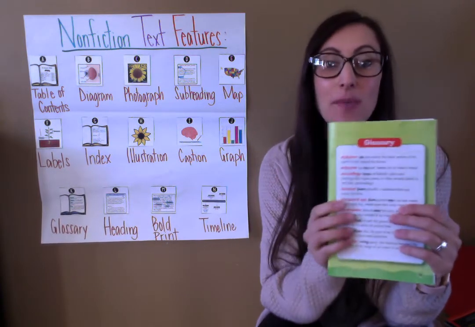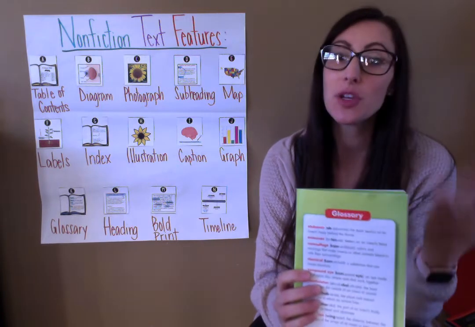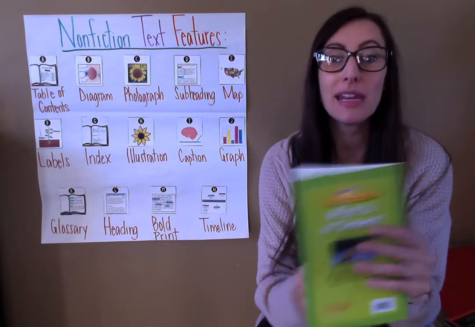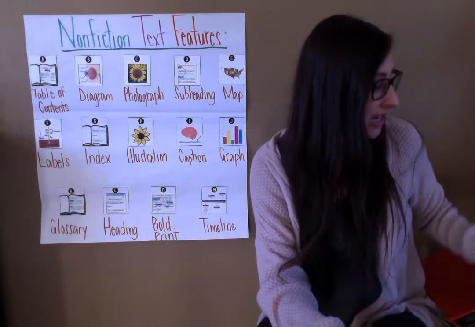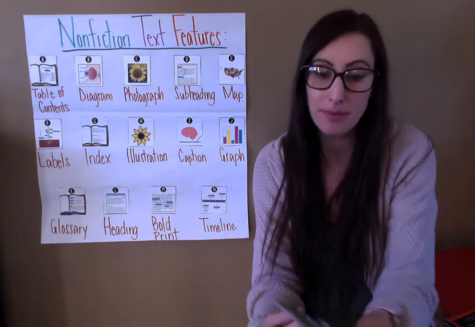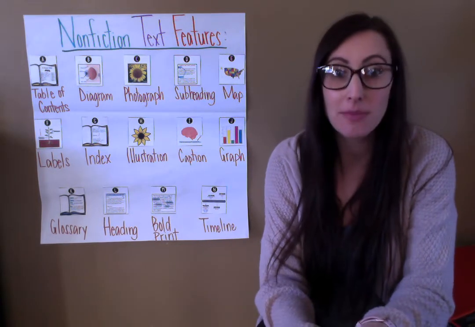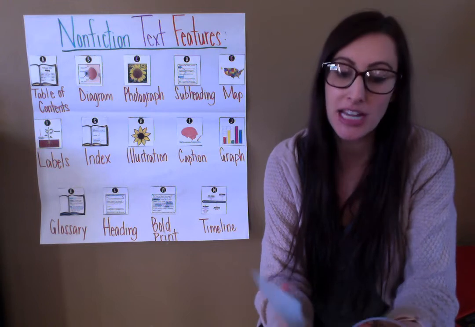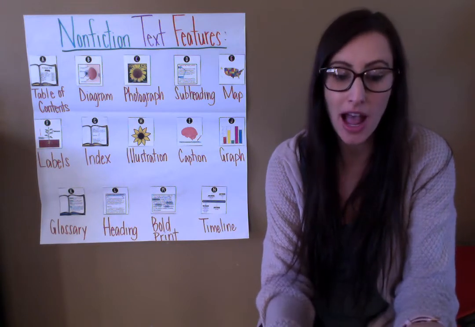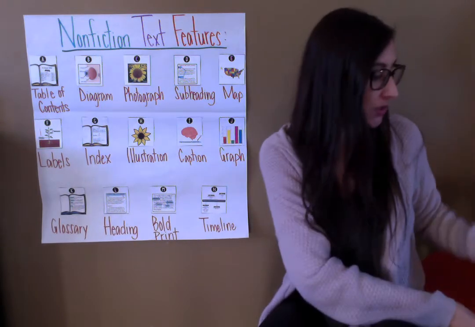So the glossary in the back of the book is going to give you the definition or the meaning of words throughout the story that you might not know what they mean. And if you don't know what they mean, of course, you're not going to be able to understand the story, which is why they give you the glossary.